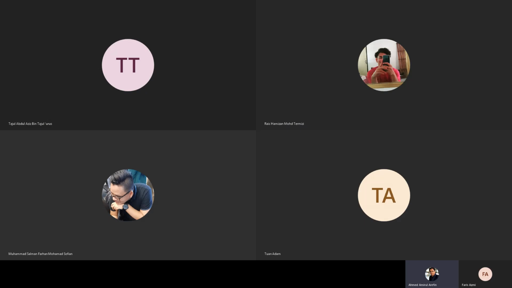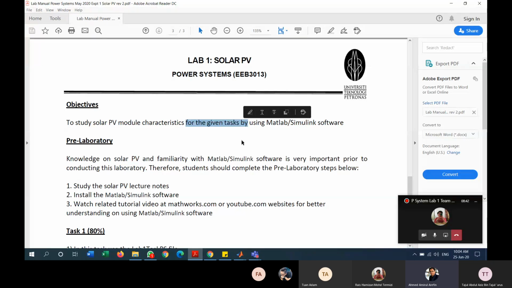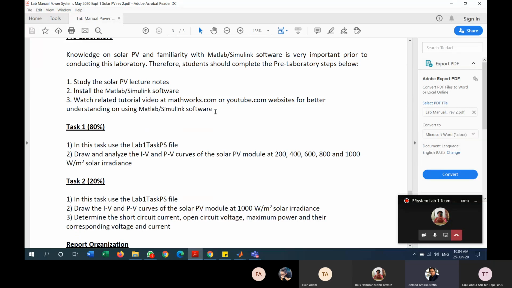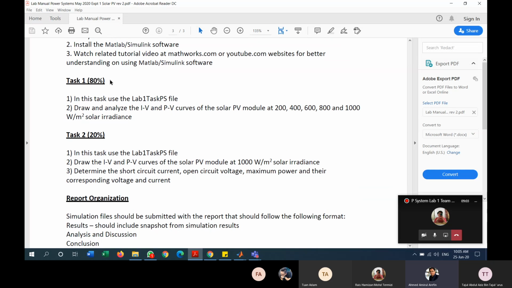Photovoltaics. So in solar photovoltaics, there are different characteristics, and you have to identify and analyze those characteristics by some tasks. Okay. So what types of characteristics we will later discuss. So this simulation will be in the Matlab, and the file is already provided, I guess. So this is the task one.